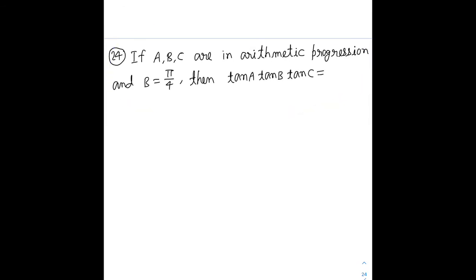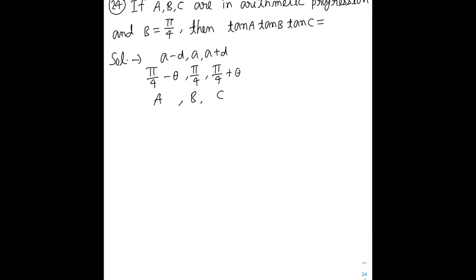So for this question, if they are in AP, usually many times you know what you used to do in AP. One term you used to take as A minus D, the middle term as A, and another term as A plus D. Now here in place of A, what do you have? Pi by 4. So suppose you take this as pi by 4, then the other term you can take as pi by 4 minus d. In place of d, if you want, you can take theta. So this is A, this is B, this is C. Now what is A plus C? Sum of A and C, pi by 4 minus theta plus pi by 4 plus theta. It is nothing but pi by 2.